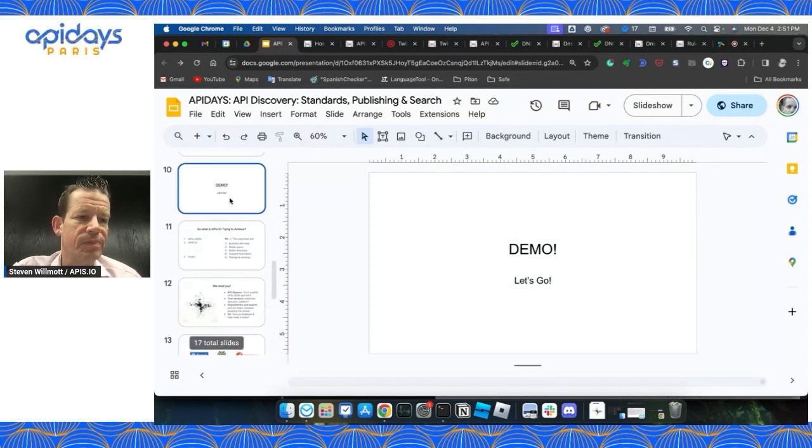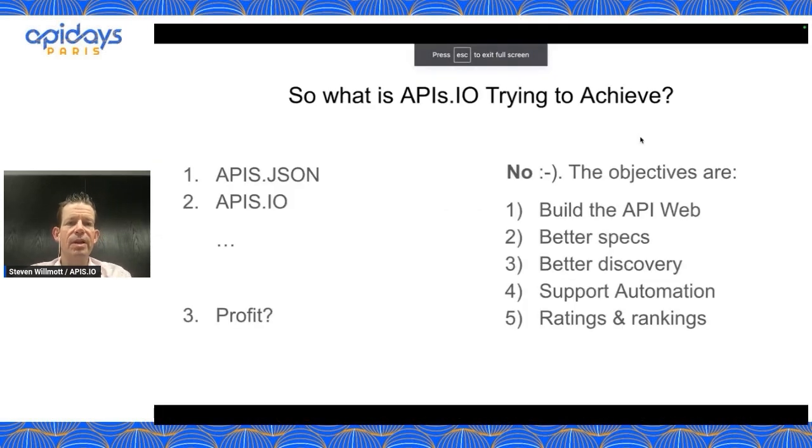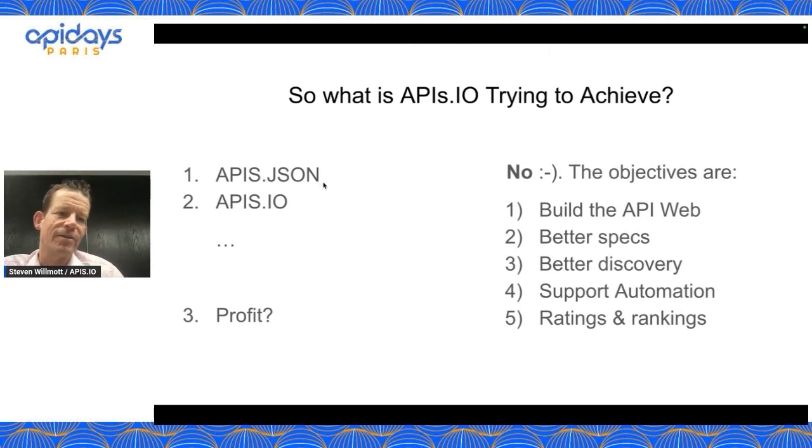So I talked about the demo, and we did that a little bit. I'm going to wrap up with where we go from here. You might ask what it is that we're trying to achieve, right? Is it that we create a proprietary format, then we do APIs.io, and eventually we make tons of money? Of course, we're not averse to making money, but our objective is not that at all. We really want to make the API web better.